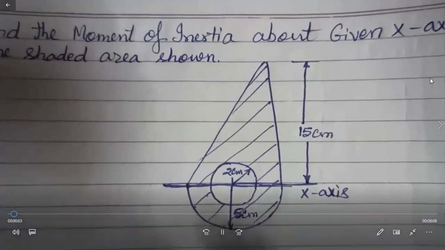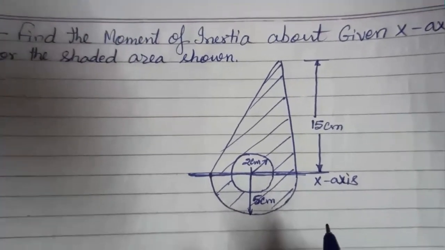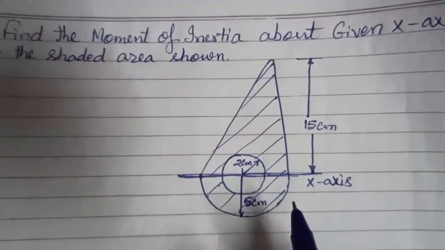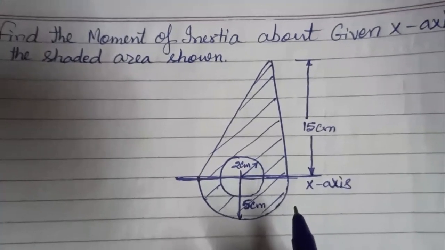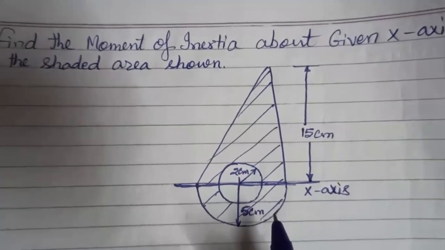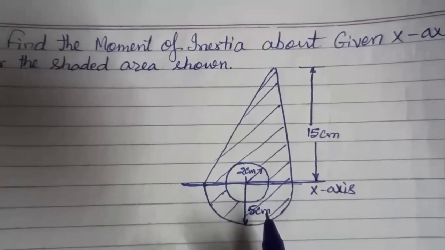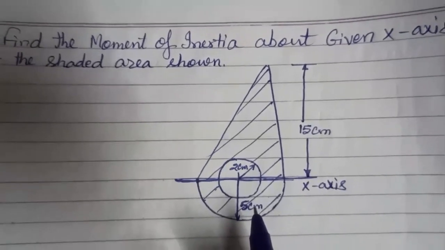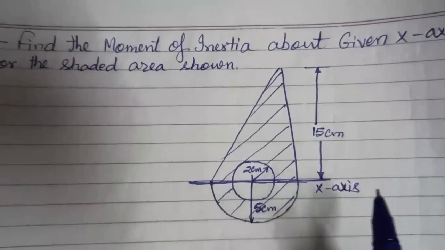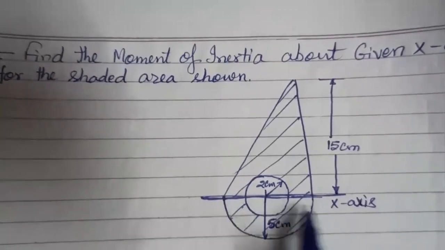In previous classes on moment of inertia, we have solved problems in which we determined the principal moment of inertia, that is, the moment of inertia of the figure about a centroidal axis, or about the axis passing through its centroid. That moment of inertia is also known as the principal moment of inertia. Now in this figure, we have to determine the moment of inertia about a predefined line or predefined axis.